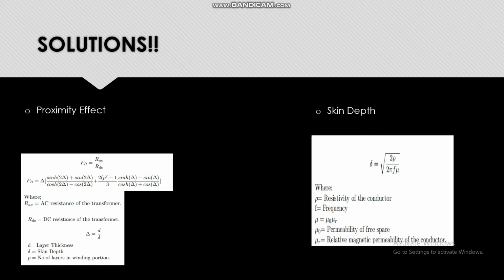Copper foils can be introduced instead of a circular round conductor. This is due to the reason that copper foils have inherently more penetration depth.